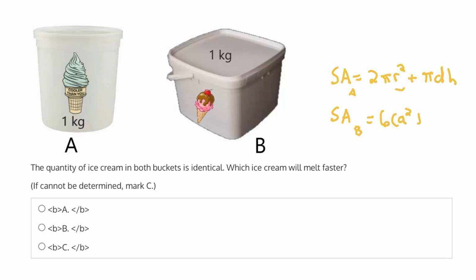So if we want to actually figure out what the surface areas are using either of these formulas, we need the radius, the diameter, the height, but we don't have any of this information. So without that information, we actually can't determine the surface area, and therefore the answer is C.